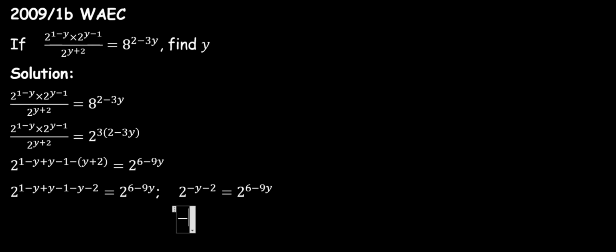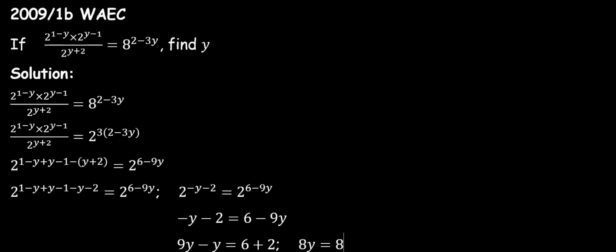Equating powers, minus y minus 2 will be equal to 6 minus 9y. Collecting items together, we now have 9y minus y equal to 6 plus 2. Our result will be 8y equal to 8. And that is to say y is equal to 1, because you divide both sides by 8.